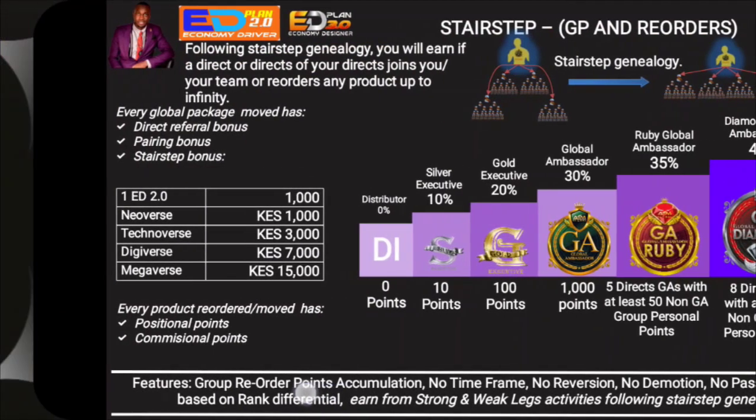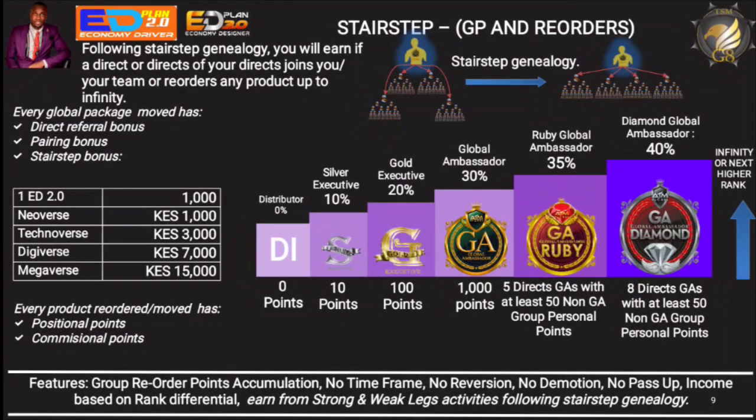Now, group reorder points, okay? Down here it says group reorder point accumulation, no time frame, no reversion, no demotion, no pass-up, no income based on rank differential, and from strong and weak leg activities following stair-step genealogy. What this simply means is, group reorder point accumulation is that if anybody in your team is able to accumulate points or positional points that help them increase a rank, you'll also get the same positional points, okay?